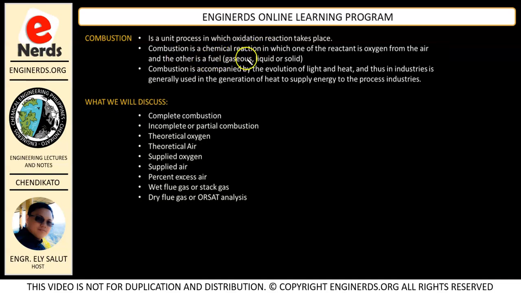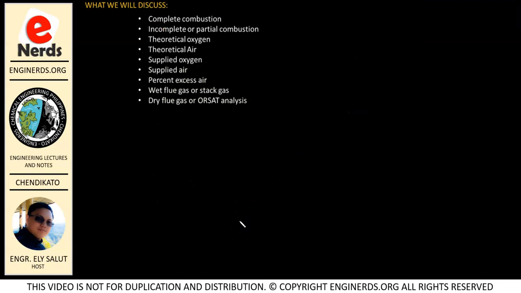Combustion is a chemical reaction in which one of the reactants is oxygen from the air and the other is a fuel. And a fuel can be gaseous, liquid, or solid. Combustion is accompanied by evolution of light and heat, and thus, in industry, it is generally used in the generation of heat to supply energy to the process industries. So, let us try to explain that here, no?